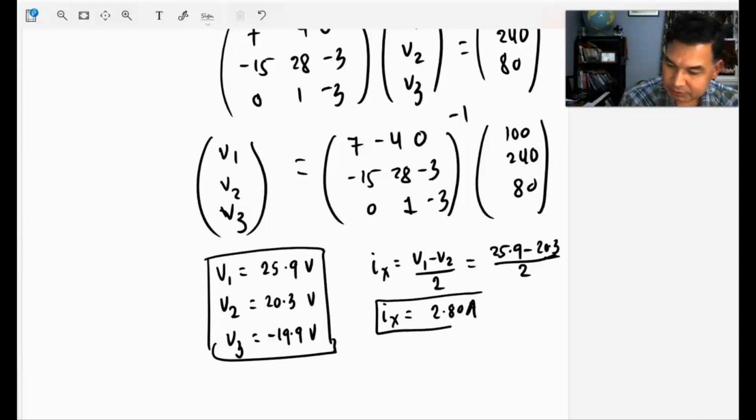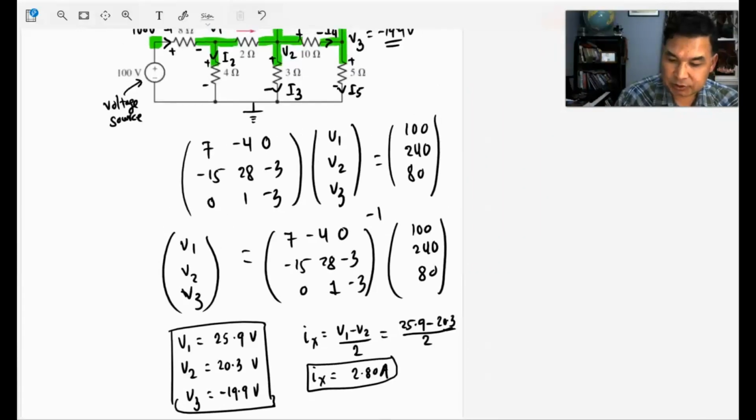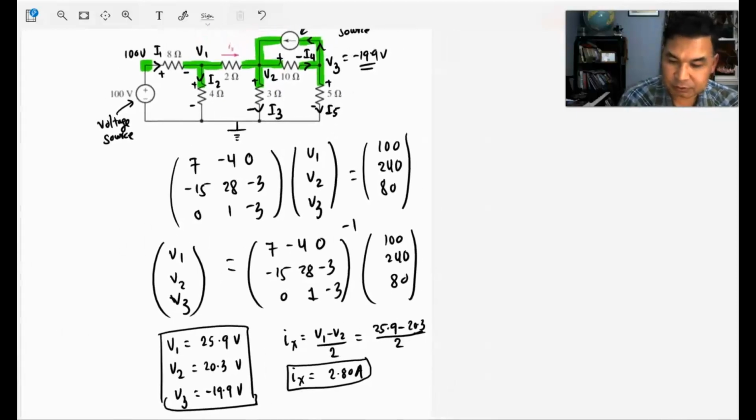Okay, so that's how you can use the nodal analysis technique to solve a complex network, a complex circuit problem, using Kirchhoff's current law.